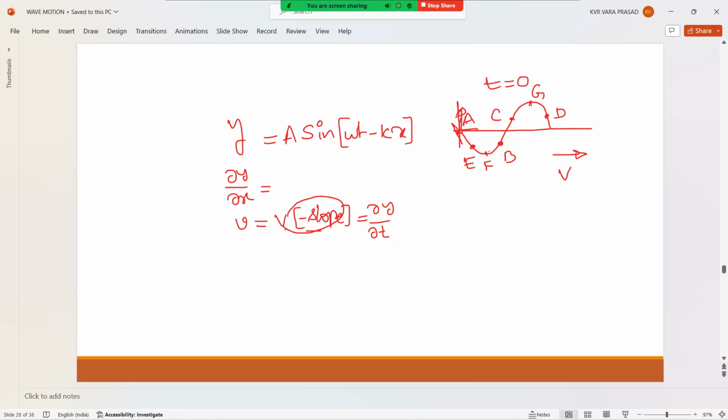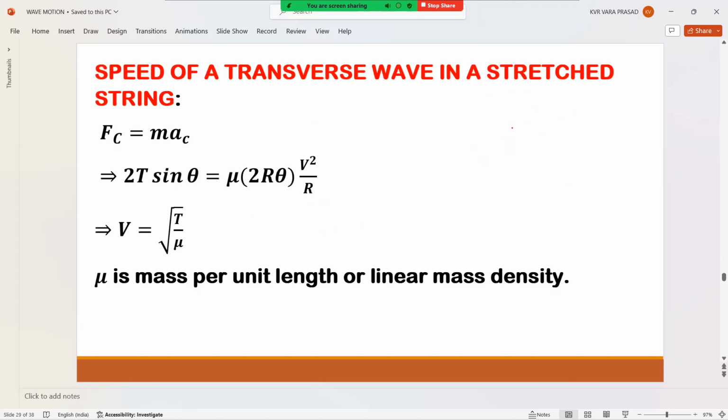Right? See carefully. For all points between A and F, velocity is upwards. For all points between F and G, velocity is downwards. Like this, we can expect problems based on this result. Particle velocity is equal to wave velocity times the negative of the slope. Okay. So this relation you have to remember. Next one: speed of a transverse wave in a stretched string.